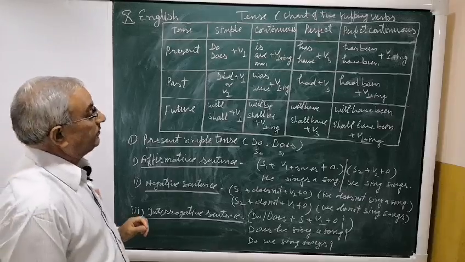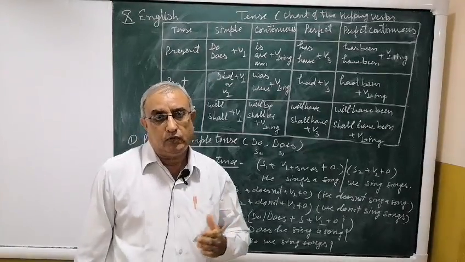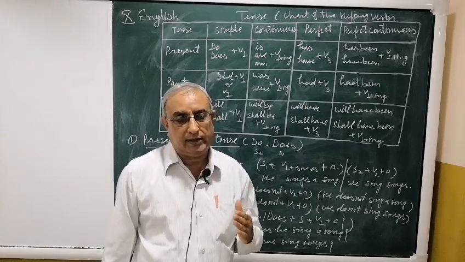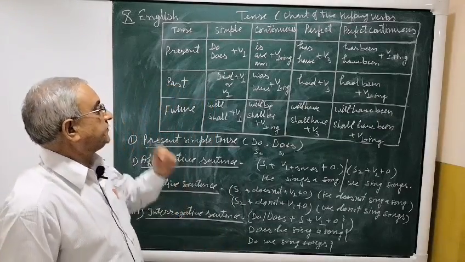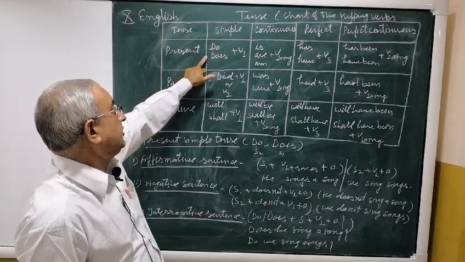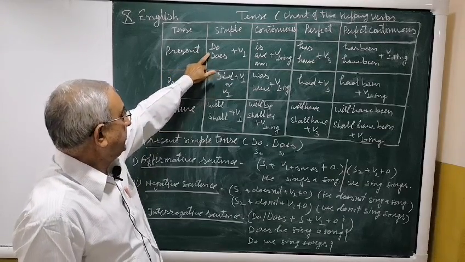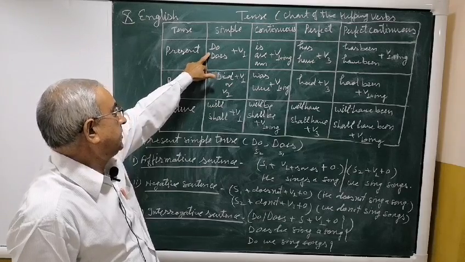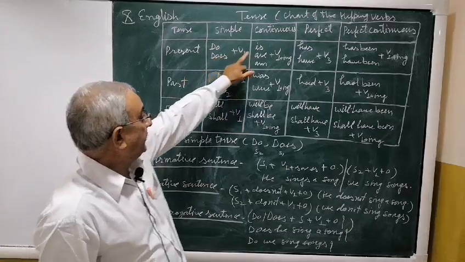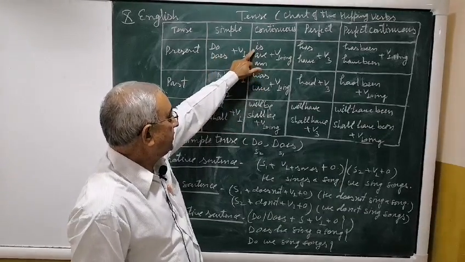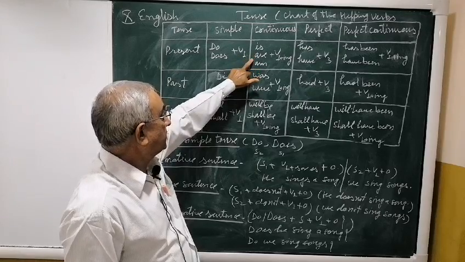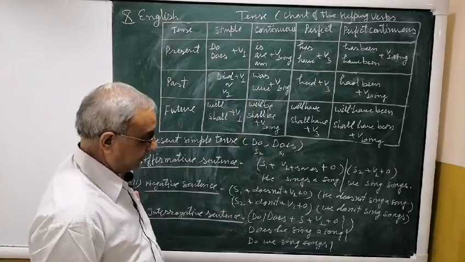Now see the helping verbs. With the help of these helping verbs, we can recognize or identify any kind of tense written in a sentence. First of all, present simple tense, the helping verbs are do or does. Do is used with the plural subject, does is used with the singular subject. Present continuous, there are three helping verbs: is, are, am. Is with the singular subject, are with the plural subject, and am with I.